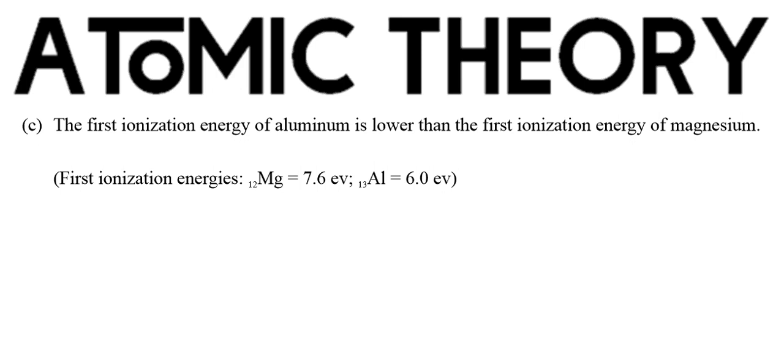Letter C. The first ionization energy of aluminum is lower than the first ionization energy of magnesium. And again, they show you the values. So removing the electron from magnesium versus removing the electron from aluminum, it takes less energy.